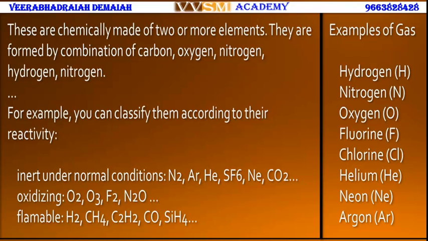For example, you can classify them according to the reactivity of the gases in the atmosphere. Inert under normal conditions, like nitrogen, argon, helium, neon, carbon dioxide. The oxidizing nature of oxygen, ozone, fluorine, and nitrous oxide, and flammable gases like hydrogen, methane, acetylene, carbon monoxide, silicon tetrahydride, and other types of gases. Examples of gases are hydrogen, nitrogen, oxygen, fluorine, chlorine, helium, neon, and argon. So these are the rare gases.